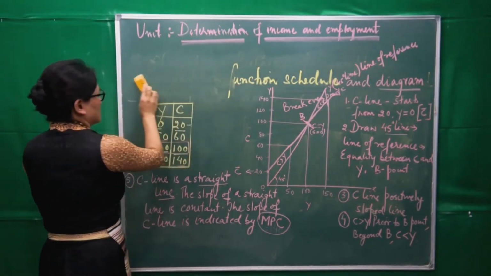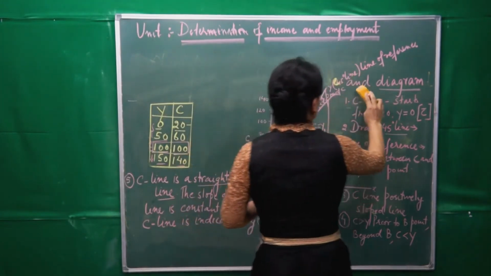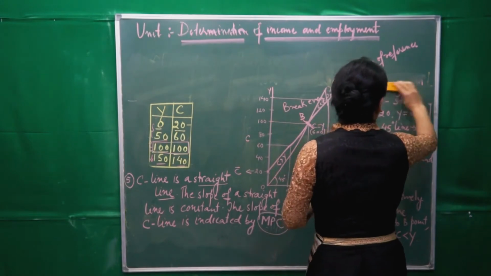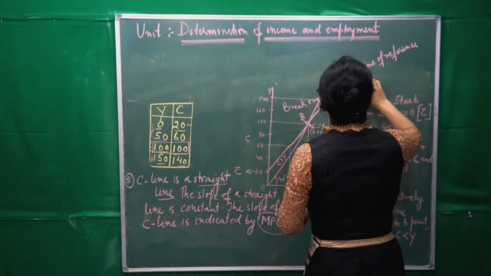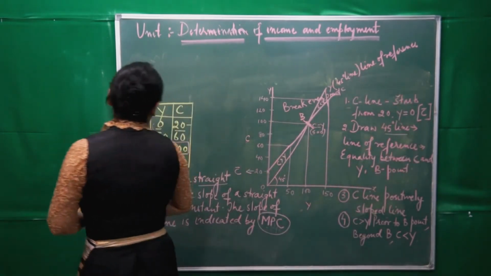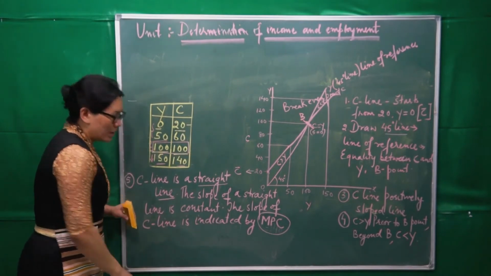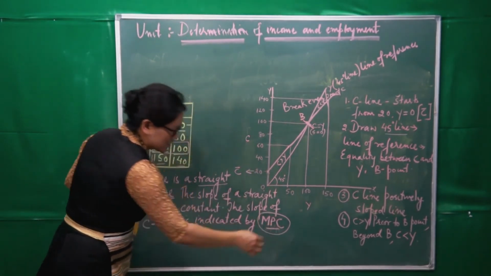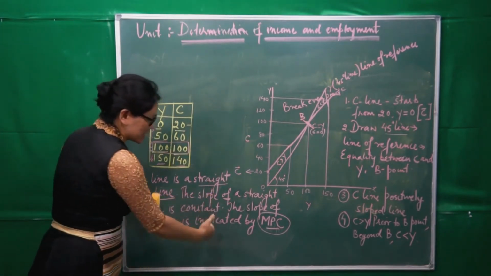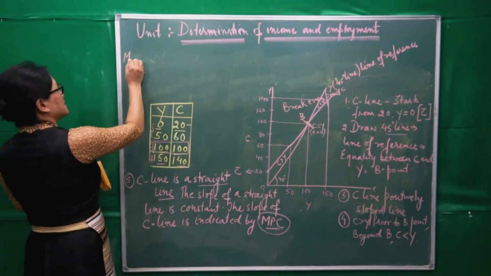MPC is marginal propensity to consume. So before we go into this one, we will see what this MPC is. Then we will come back to this. Alright, okay. So MPC is what?